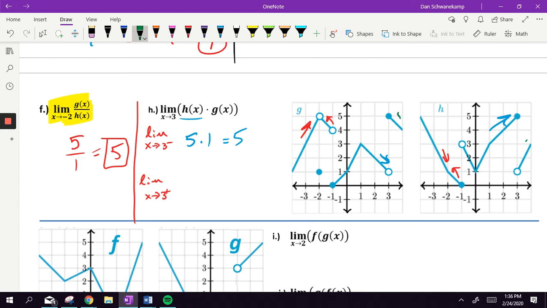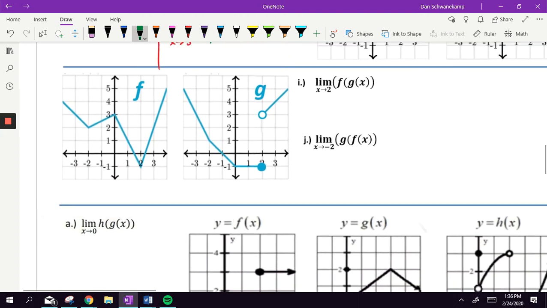Yeah, you guys do G first, but that's okay. Yeah, this number is 5. And then what about the other one? It's 5 and 1. So when we multiply those together, we get 5. Since the left limit and the right-hand limit are the same, we're going to get an actual limit here of 5. Right, good to that point.